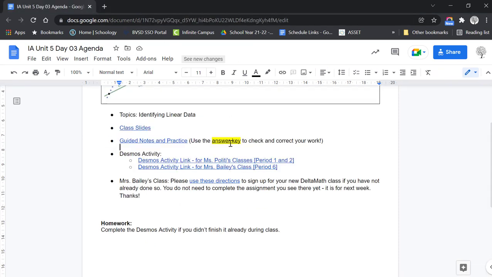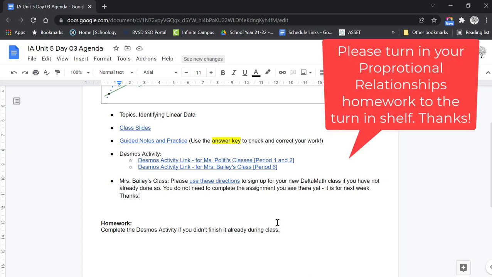Once you finish this, you're going to open up the agenda, and you'll see the answer key will be linked here for you to check your guided notes and practice. And then you're going to work on this Desmos activity that we haven't gotten to earlier in the week. Your only homework is to complete that Desmos activity if you don't complete it in class. Please do turn in your homework that is due today, the proportional homework that you've been working on for the past 2 nights.